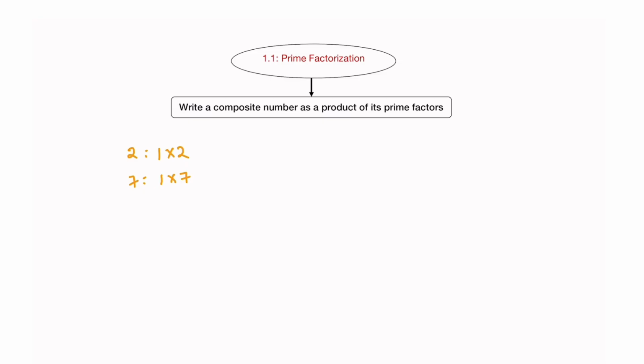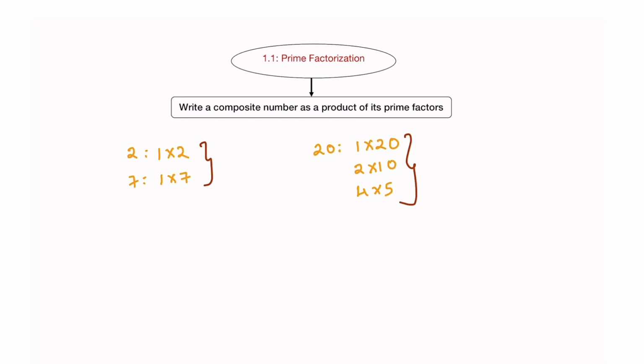Now let's take another number. Let's say 20 instead of 2. We can say 20 is 1 times 20, right? We can also say it's 2 times 10. And we can also say it's 4 times 5. Now, do you see the difference between these two numbers and this number here?